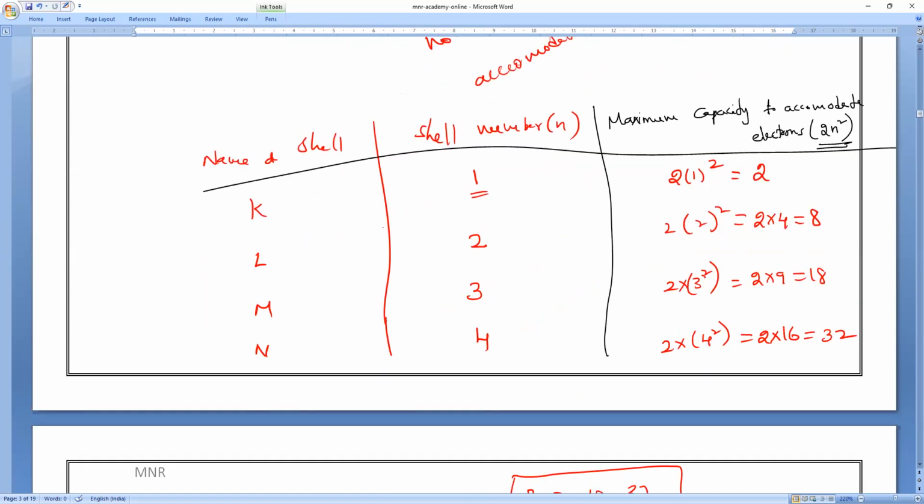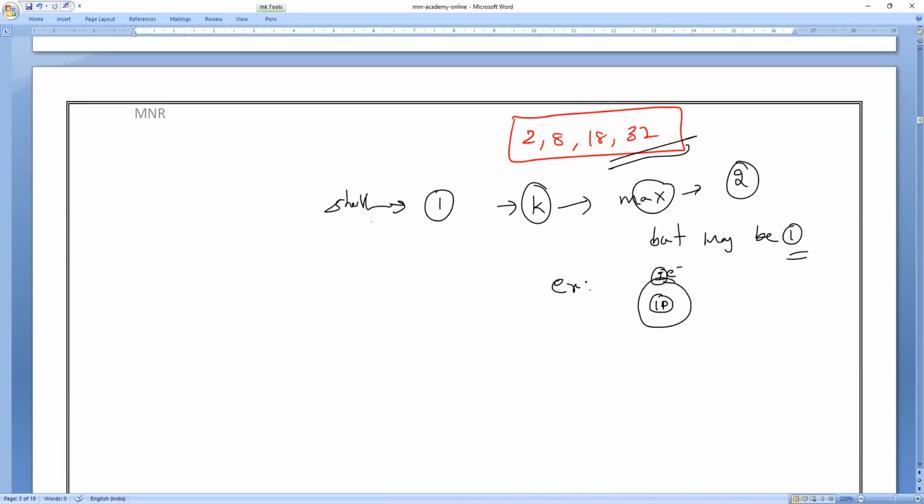Now I'm going to give you three statements. After this, we'll finish it and then we'll continue. Right, first point number 1. The maximum number of electrons.